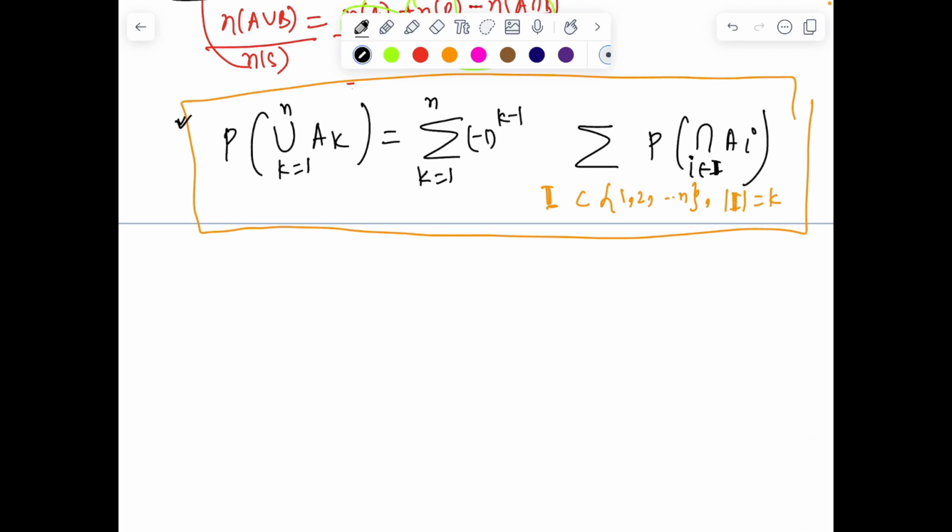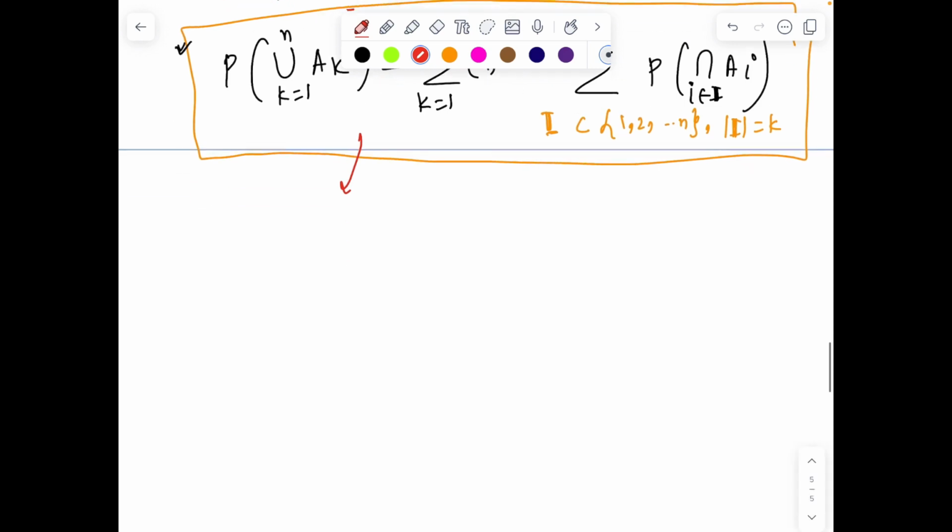ठीक है, मतलब यहाँ से what I am telling, probability of A union B union C, it decodes to P of A plus P of B plus P of C minus P of A union B, B union C, A union C, and plus P of A intersection B intersection C. So there is some union bound also, union bound.